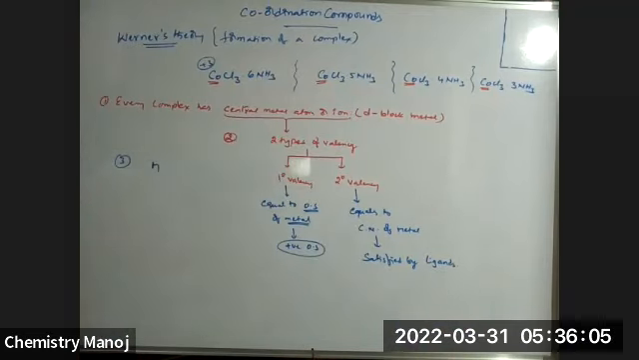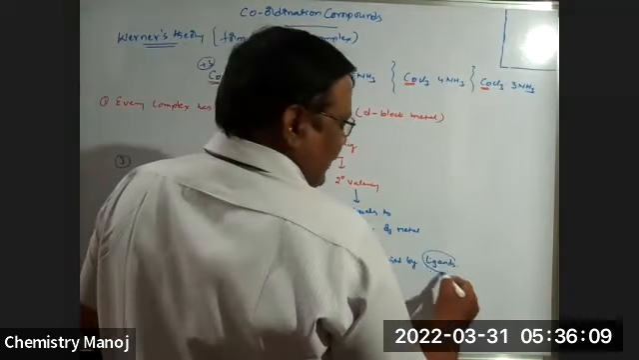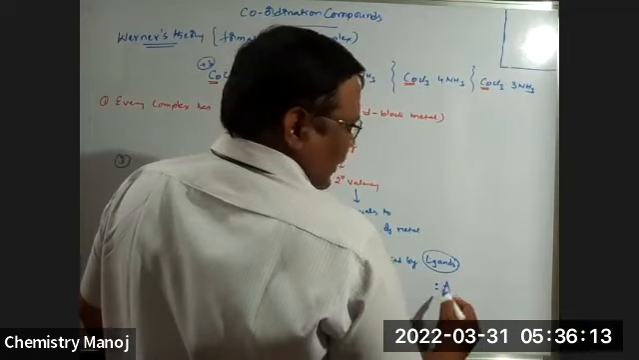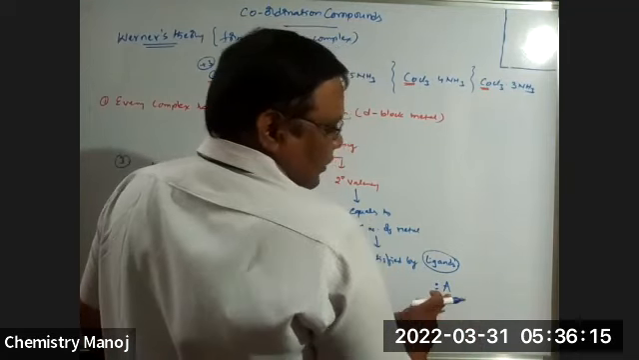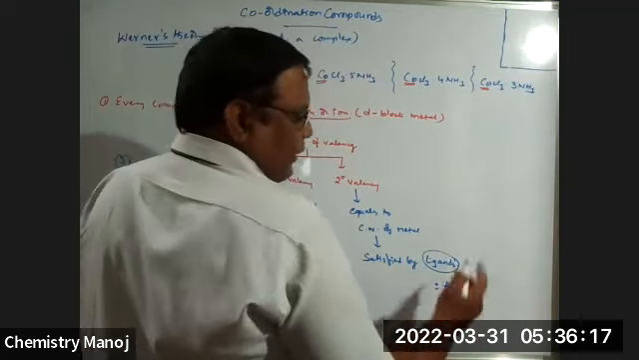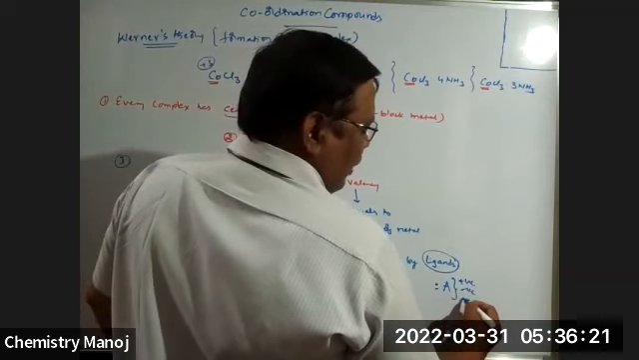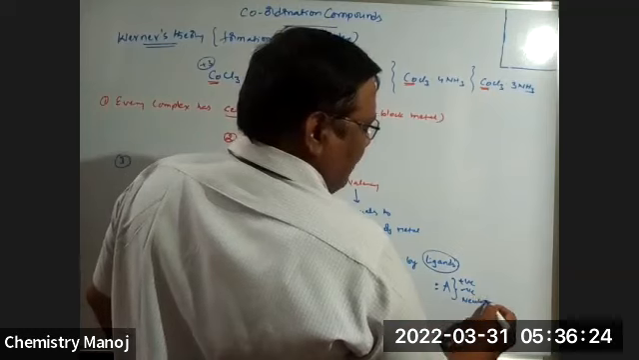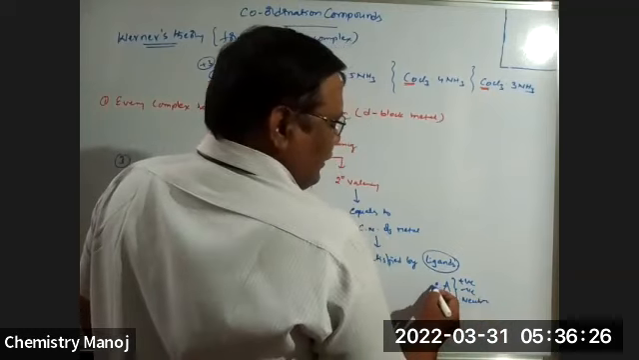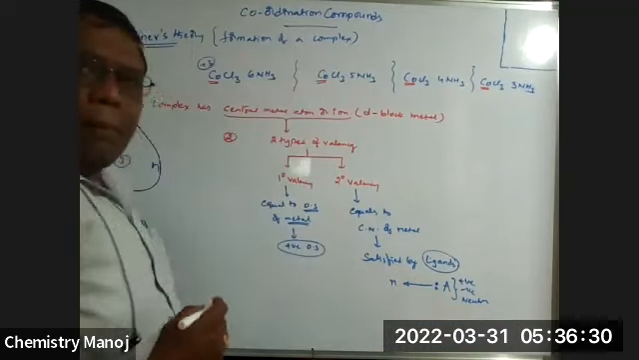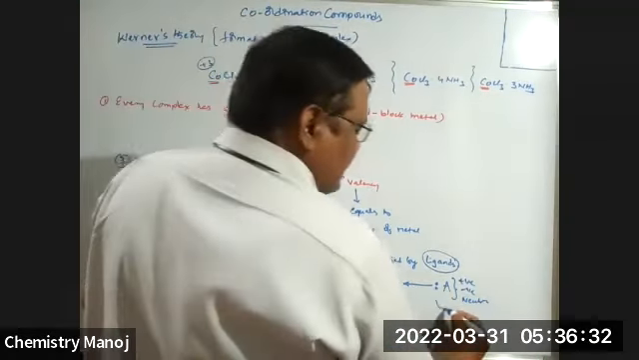Coordination number satisfied by ligands. What are these ligands? Ligands are species having at least one lone pair. This species may be positive, neutral, or negative, whatever it may be. But it has a lone pair that it can donate to the metal atom or metal ion. This one is called a ligand.